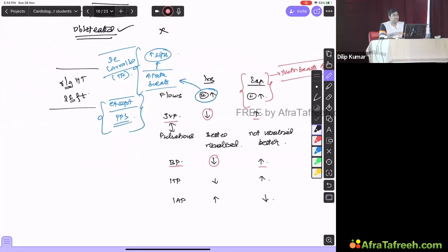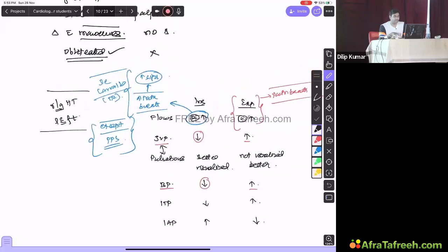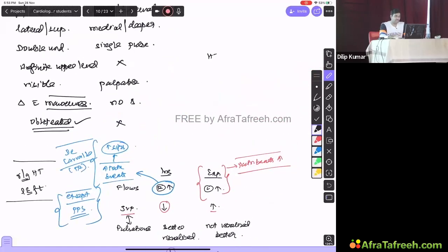So this is the JVP change with regards to respiration. And similarly, when the patient lies down, JVP might increase. Why? Because of the increased venous return. And similarly, when you do another maneuver called hepatojugular reflex, during that maneuver also, the JVP might increase.